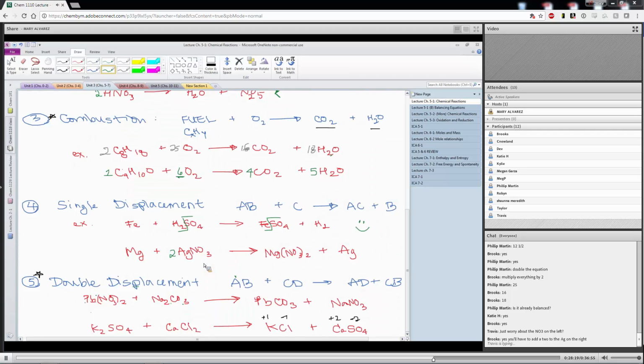Yes, perfect, Brooks. By putting the 2 in front of the silver nitrate to balance the nitrates, now my silvers aren't balanced anymore. So since I've got 2 silver atoms here, I'll need 2 there. Perfect. What about now?